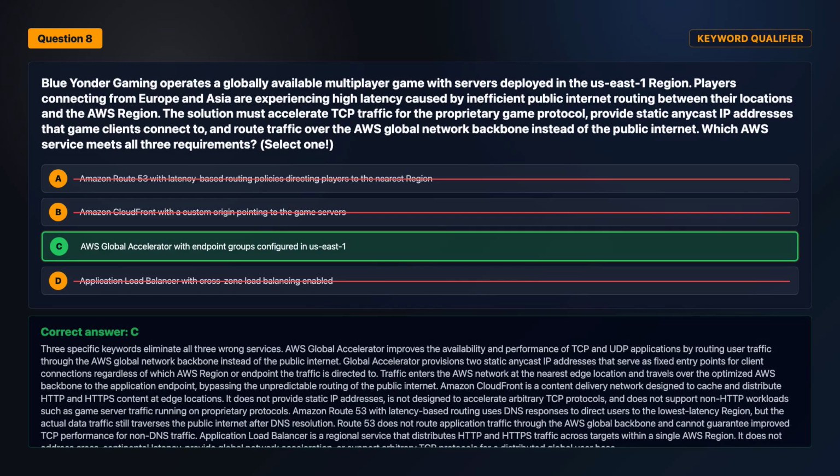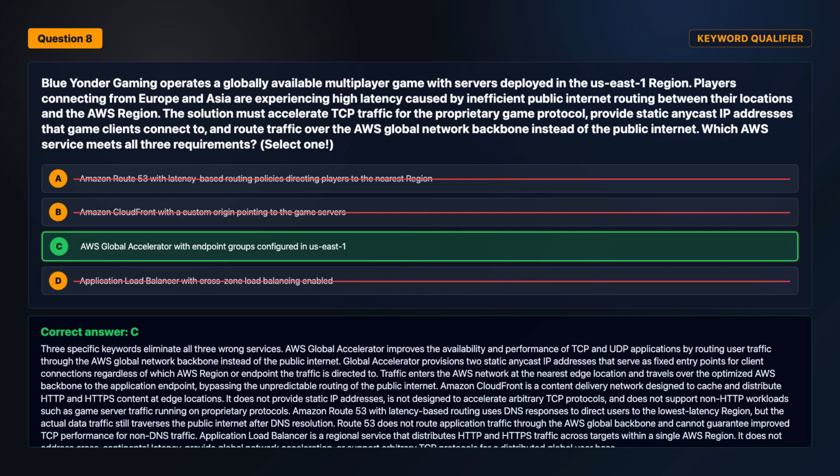The correct answer is option C. 3 specific keywords eliminate all 3 wrong services. AWS Global Accelerator improves the availability and performance of TCP and UDP applications by routing user traffic through the AWS Global Network backbone instead of the public internet.